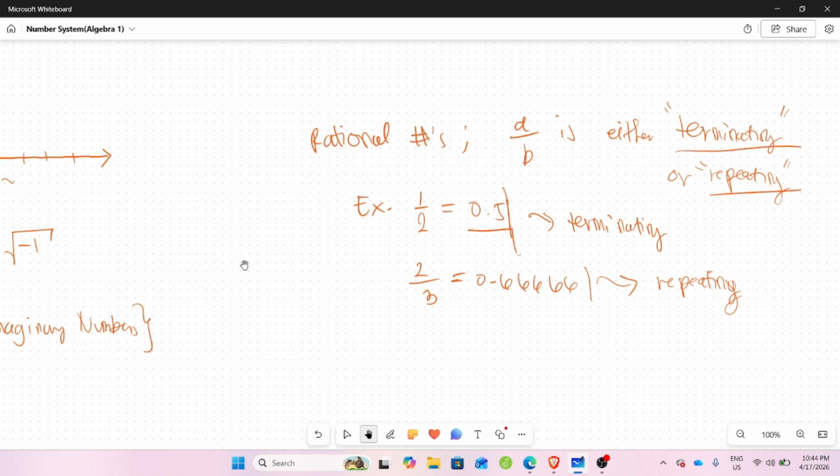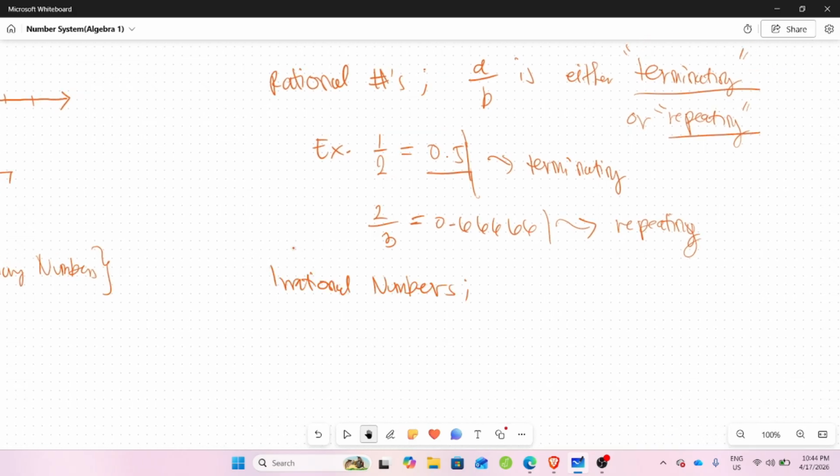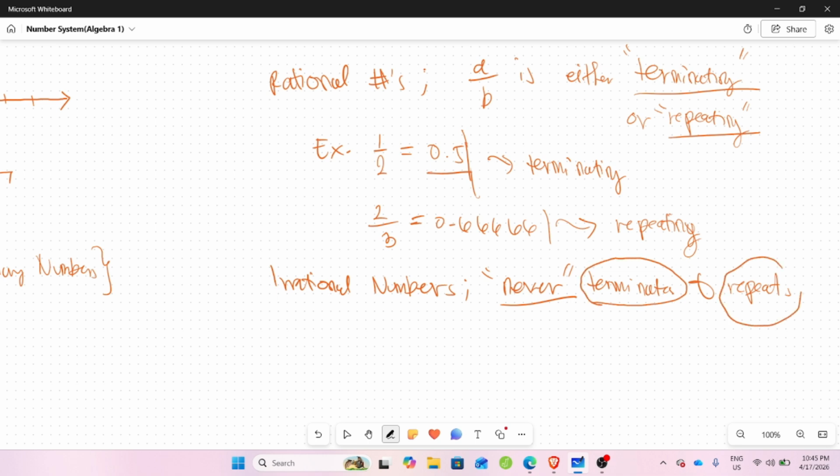Now, how about irrational numbers? For irrational numbers, the easy way for you to remember is that it never terminates and never repeats. Never terminates and repeats. Unlike rational, which could terminate and could also repeat.